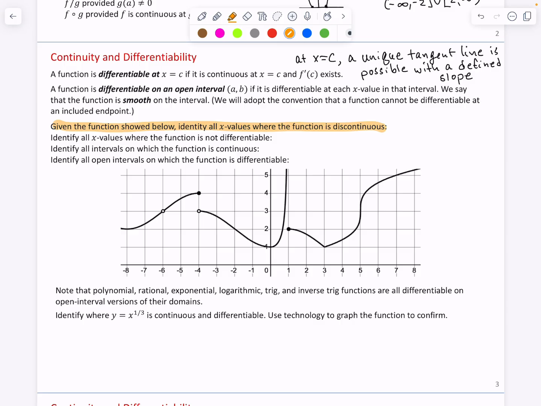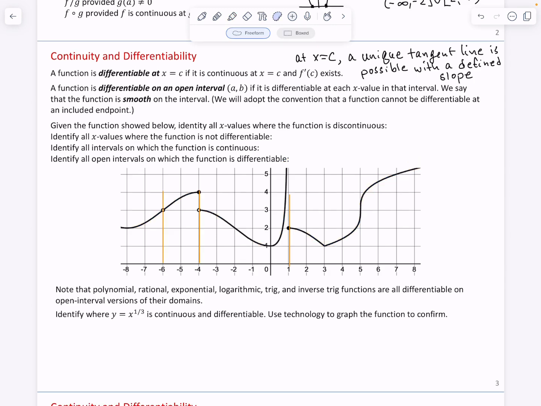Okay, given the function below, identify all x values where the function is discontinuous. Okay, as we draw this function, I have to lift my pencil right here to go around that missing point. I have to lift my pencil again to do the jump. I have to lift my pencil again to get around this vertical asymptote. And then I can draw the rest of the function without lifting my pencil. So I found discontinuities at these three locations. So negative 6, negative 4, and 1. In particular, we had a removable discontinuity at negative 6, a jump discontinuity at negative 4, and an infinite discontinuity at x equals 1.